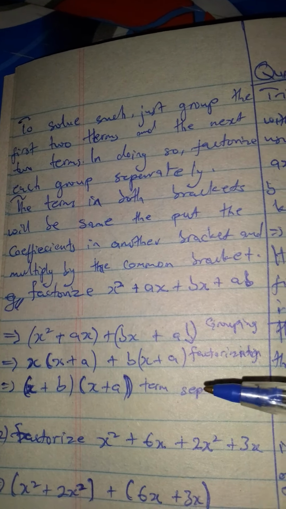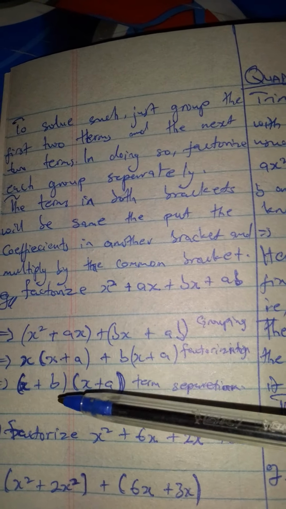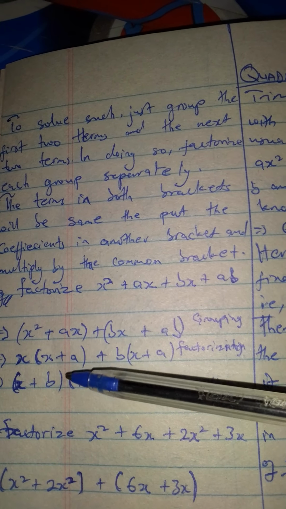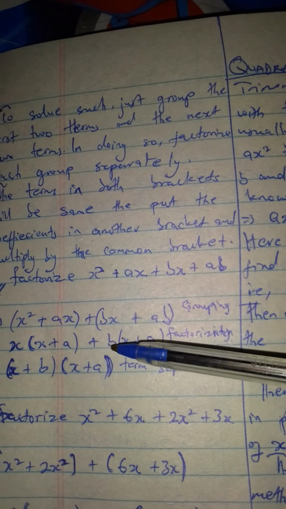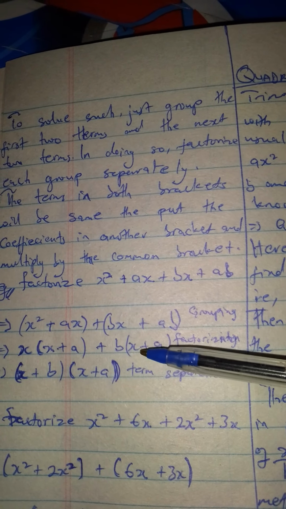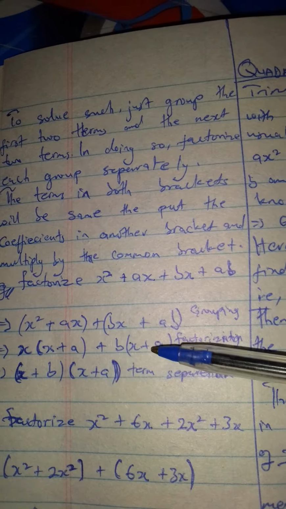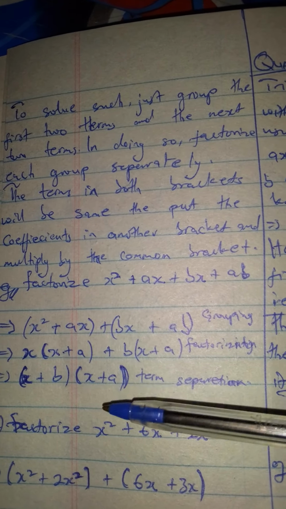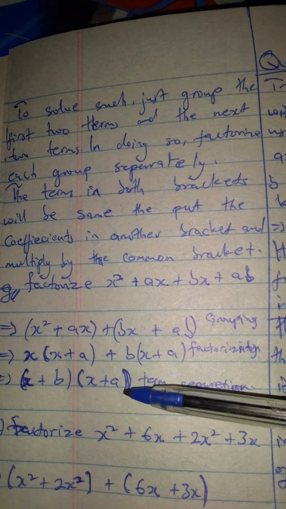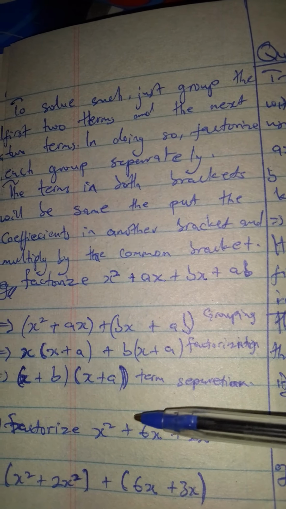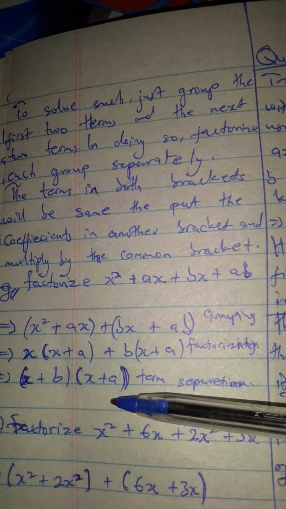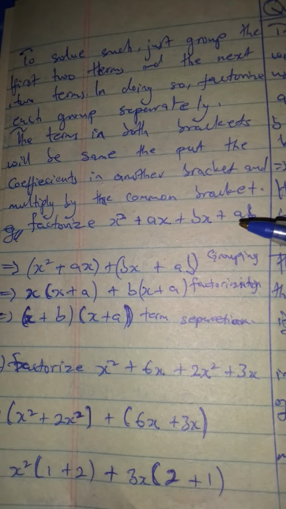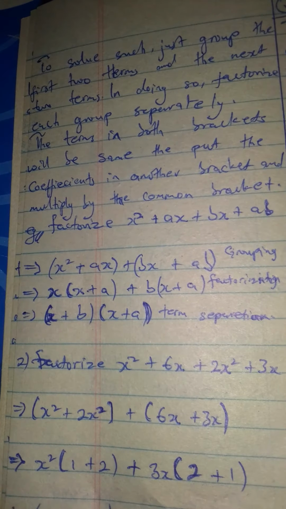Yeah, factorize. Then here the coefficient of x plus a is what? x. Then the operational sign is plus. Then the coefficient of x plus a in the next term is what? b. So we just group the coefficients, that's x plus b, multiplied by the quotient, that is x plus a. That's the term separation, right? So quickly, that's the first example.